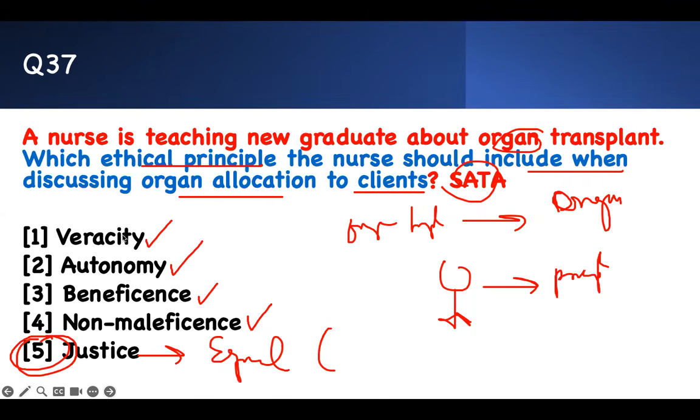They will tell you the truth. You can make a decision. They will be good to you. They're not going to do any harm to you. But to get an organ, you have to answer the question. Organ allocation, keywords, that's why I underline. It has to be justice. It does not matter who you are. You get it based on how you are listed, and it's based on equal rights.